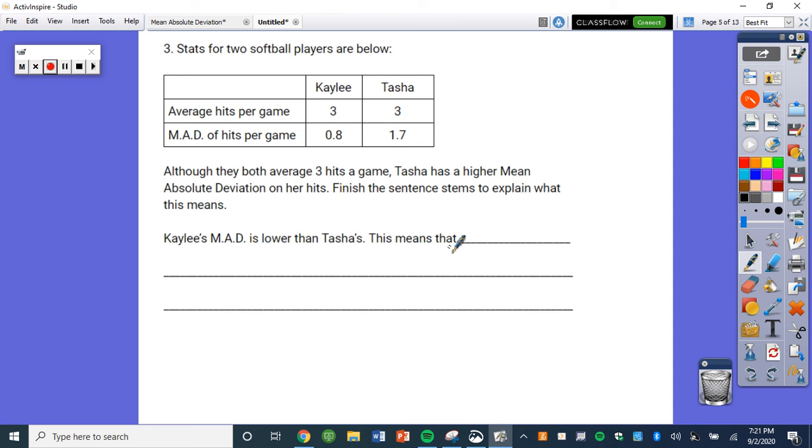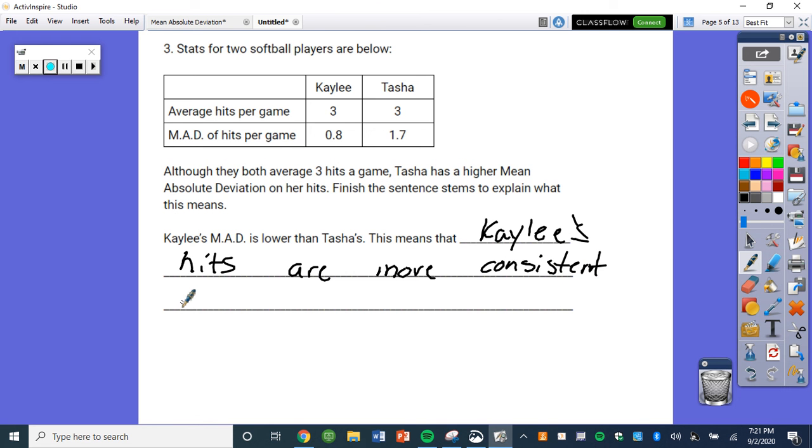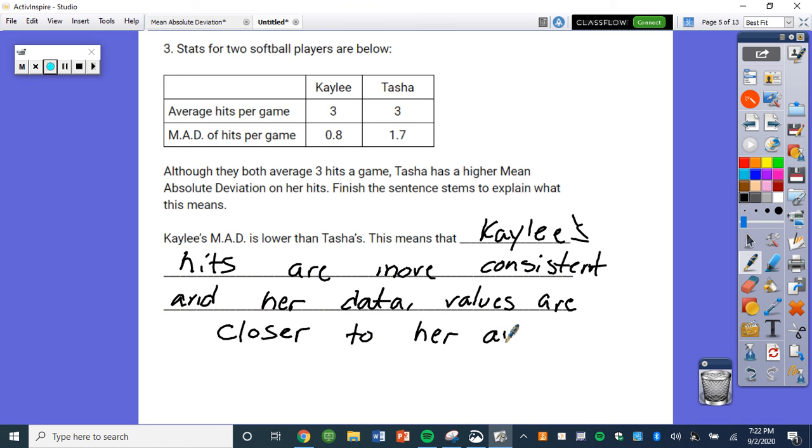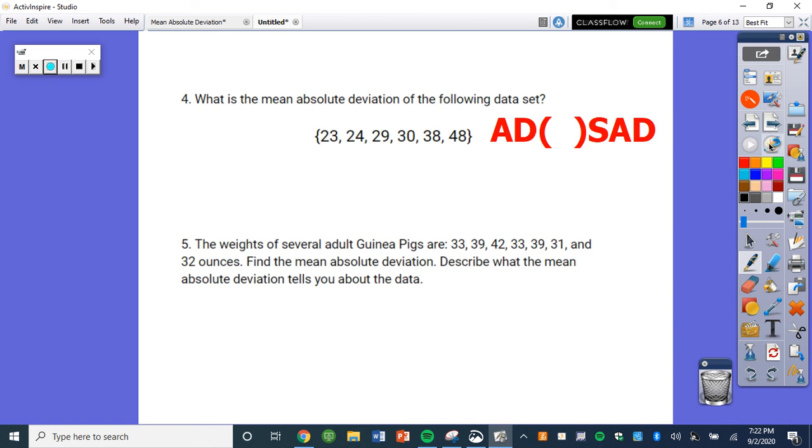So I'm going to say this means that Kaylee's hits are more consistent and her data values are closer to her average. There we go.